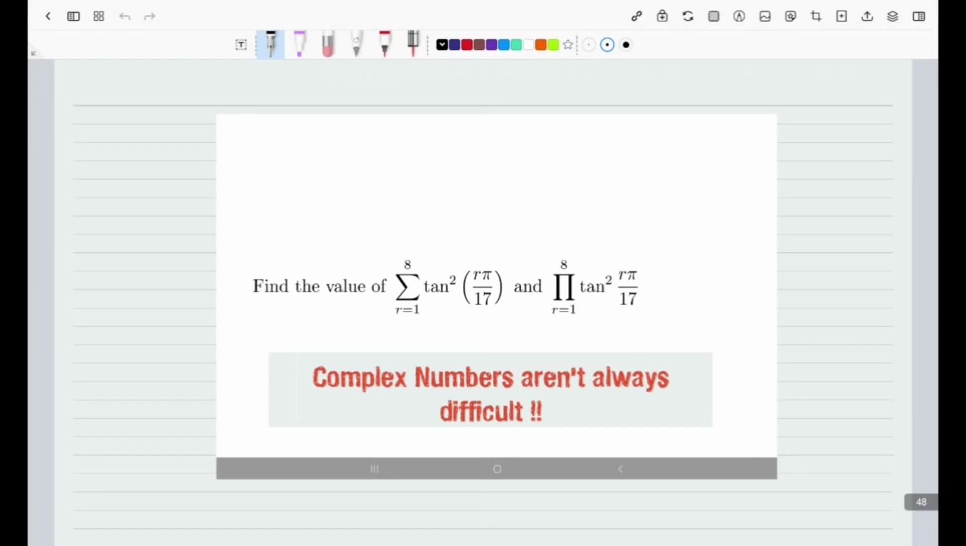Those who want to give this problem a try can pause the video right here, and those who have given it a try or want to see the solution can move ahead.